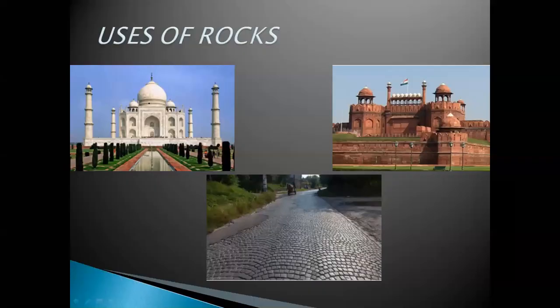Uses of rocks. See, this is white marble. The Taj Mahal is made of white marble, and marble is metamorphic, from limestone to marble. And the Red Fort is sandstone. Sandstone is a sedimentary rock. This road is made up of granite, so it is an igneous rock.